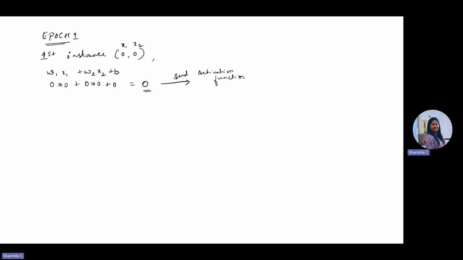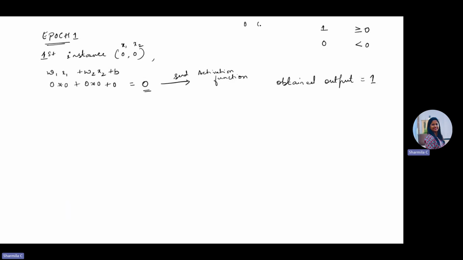The activation function we are using is the step function. So it is 1 if the output is greater than or equal to 0, otherwise it is 0 if it is less than 0. Now what we have here is 0. Once it is sent to the activation function, since it is greater than or equal to 0, the obtained output is 1.